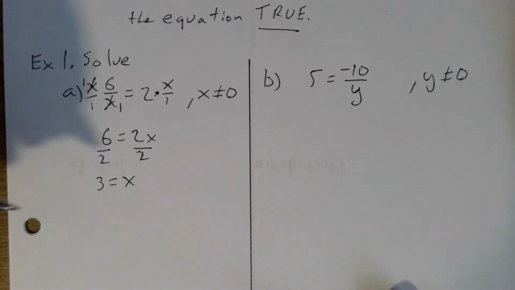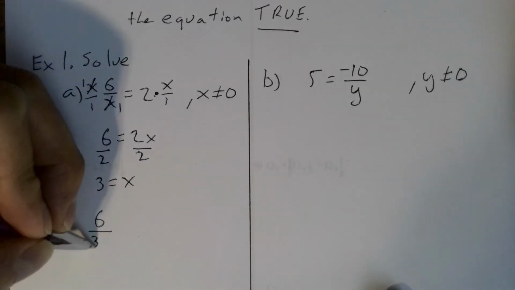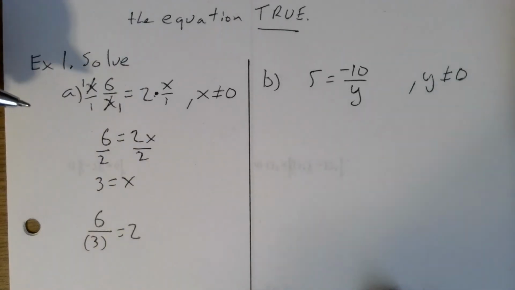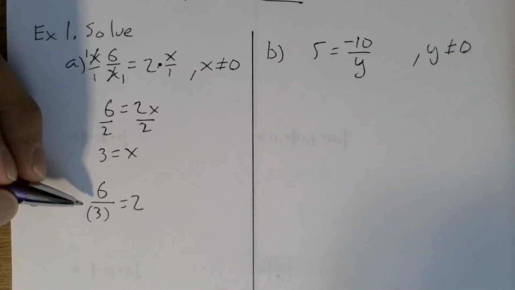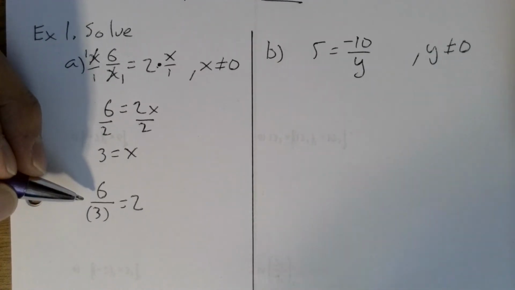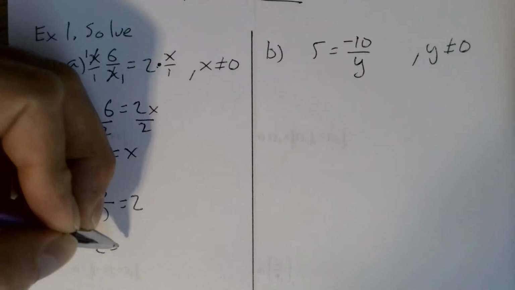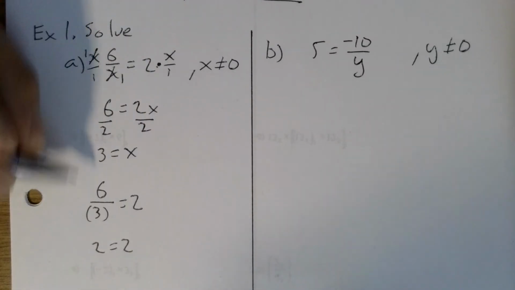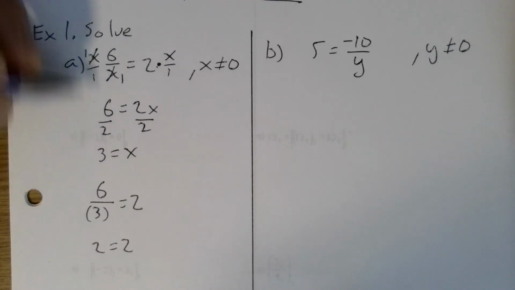Let's do our check. We're going to write things exactly the same as the original, but instead of x, I'm going to put a 3 in brackets. Okay, we can either think about this as 6 divided by 3 is 2, or think about it as a fraction, 6 over 3, which we could reduce to 2 over 1, which is also 2. Either way, we end up with 2 equals 2, which is true. So when x equals 3, our equation is true, which means that x equals 3 is the solution to this original equation.